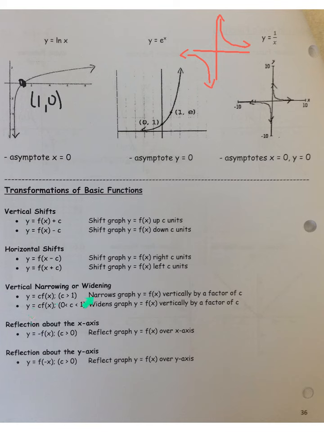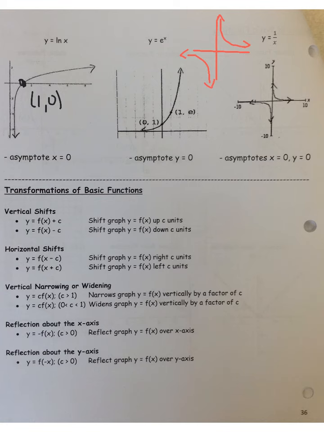So it's sort of the opposite of what you would normally think, kind of like up here with the horizontal shifts, opposite signs. Here, if the number is bigger than 1, it narrows. If it's between 0 and 1, a fraction, it widens.